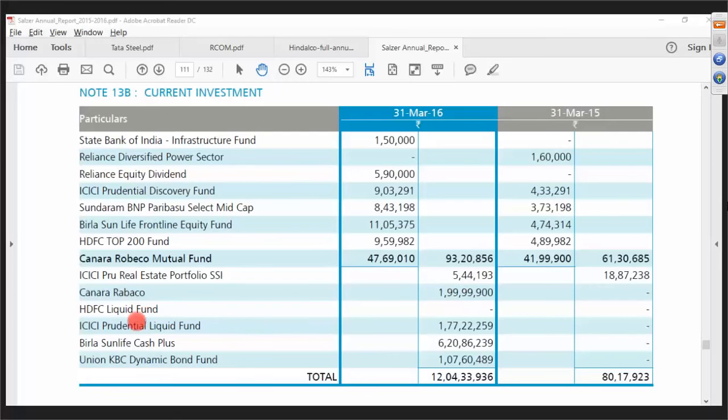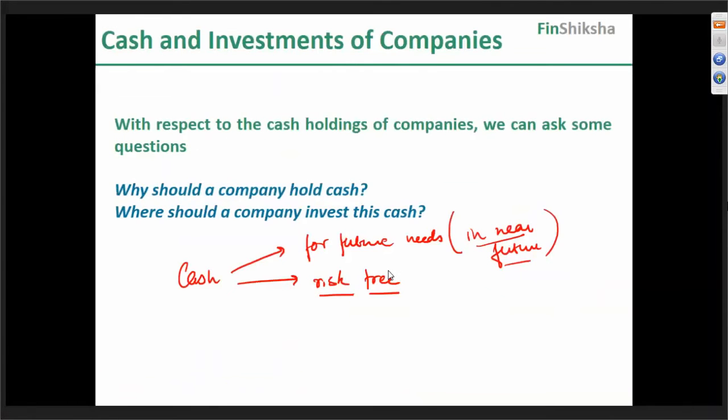This probably is a liquid fund. Liquid funds are riskless funds, or they invest in very short-term maturity bonds. So typically the money is riskless, but all this money here is not necessarily riskless. Dynamic bond fund is not necessarily riskless. So we go back to our previous question as to what should a company do with the cash, right? Whose cash is this? Cash in a company always belongs to the equity holders, right?